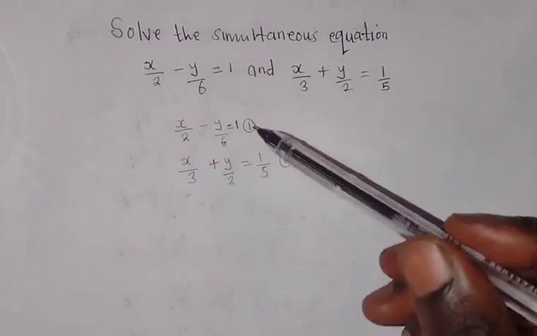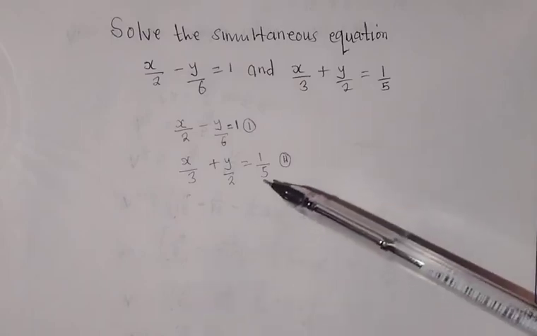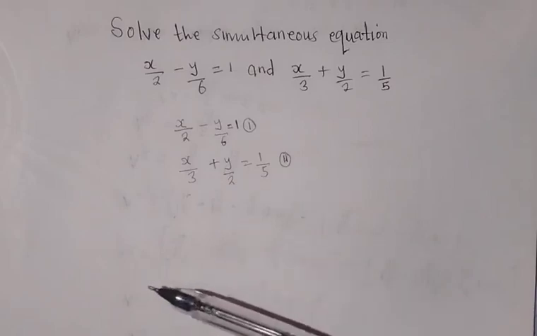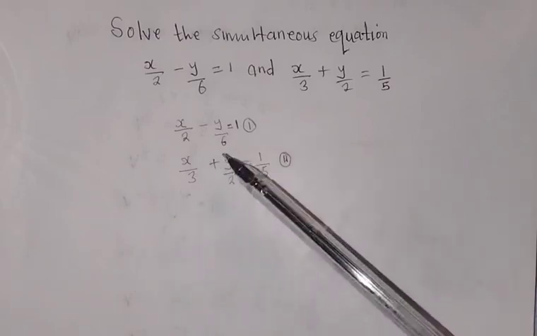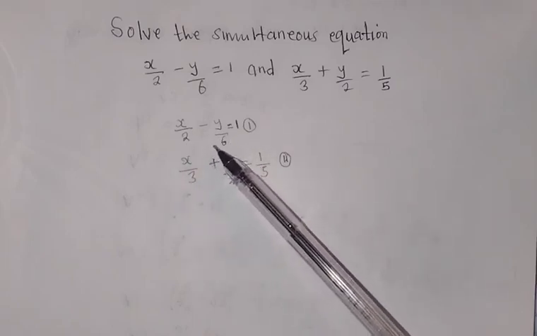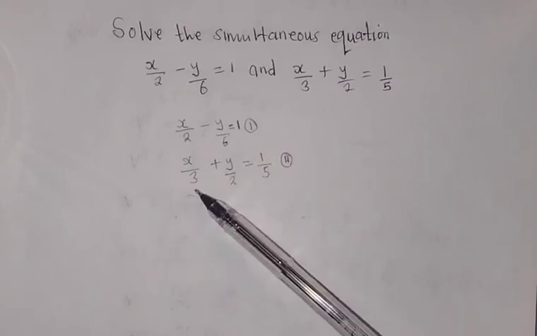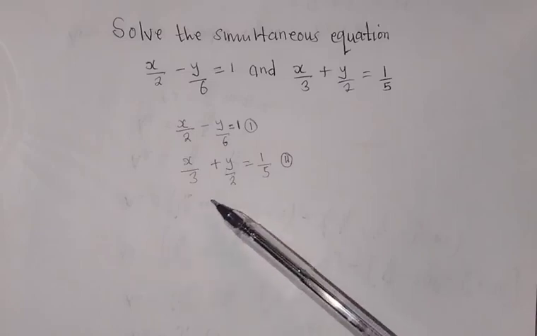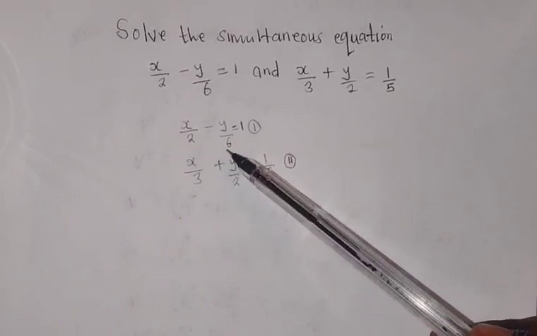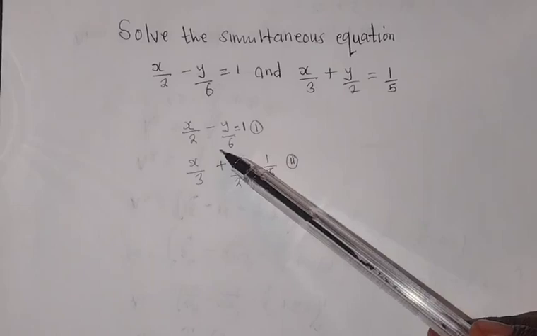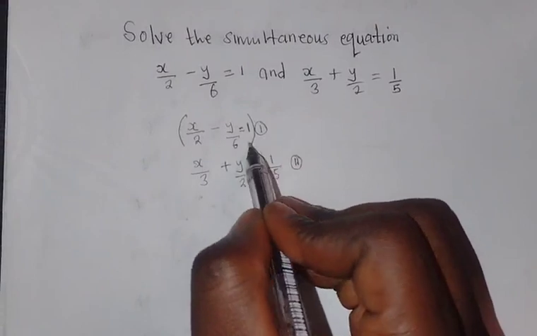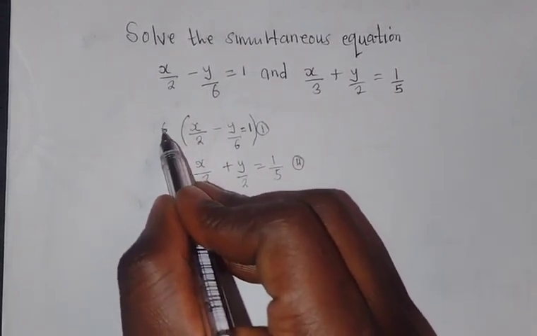So now, since we have equation 1 and equation 2, and when you look at these two equations, they are in fraction form. So the first thing that you must do is, you must get rid of the fractions by ensuring that in equation 1, you multiply it throughout with the lowest common multiple. And equation 2, you also multiply it with the lowest common multiple. So for equation 1, since we have 2 and 6, these are the denominators. So the lowest common multiple of 2 and 6, it's 6. So meaning that we are going to multiply everything in equation 1 by 6.